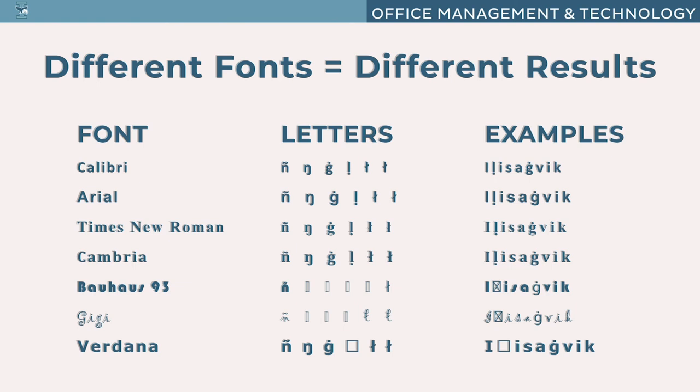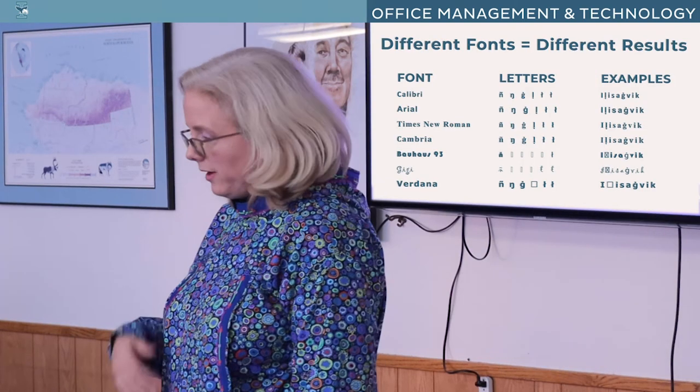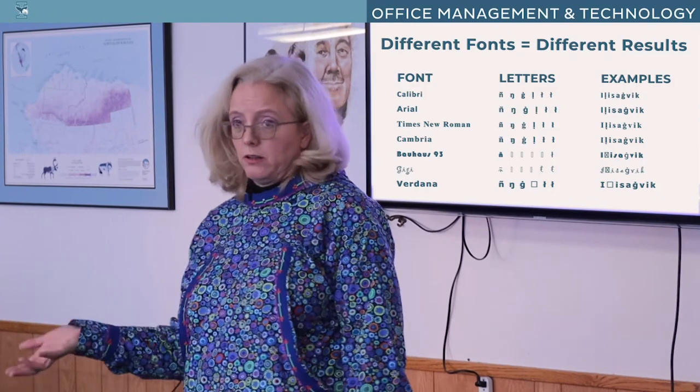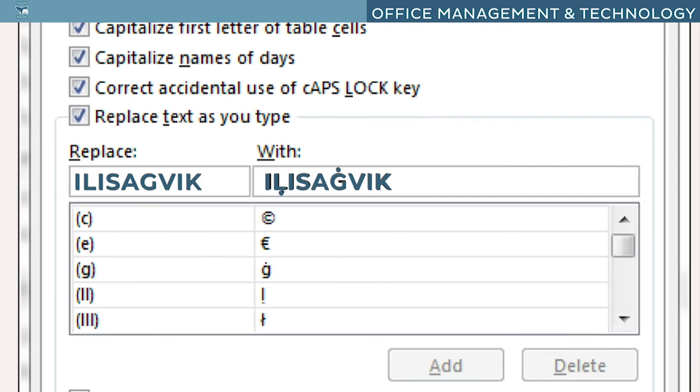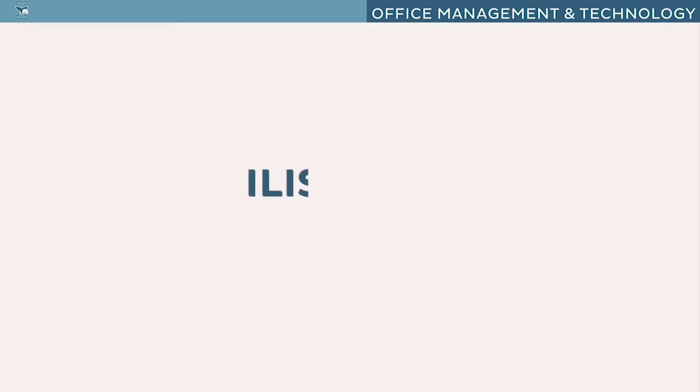I so fell in love with this method that I type Ilisavik a couple times a day. So I created an autocorrect for Ilisavik. And so it just automatically changes without my having to type in the L and the G and the parentheses when I type Ilisavik.